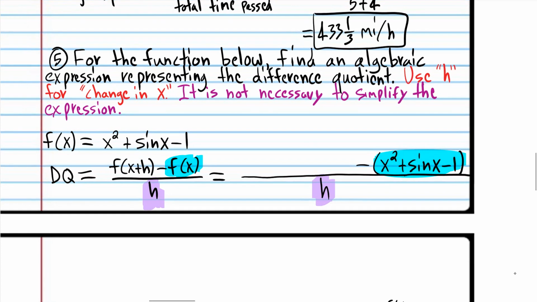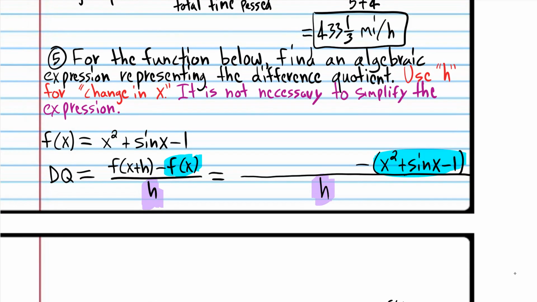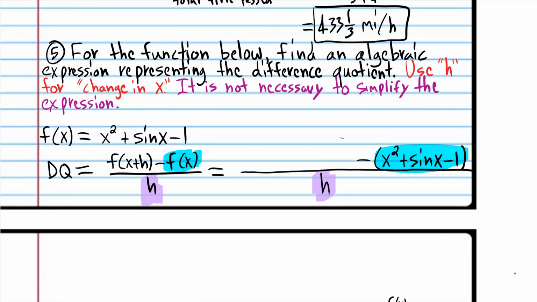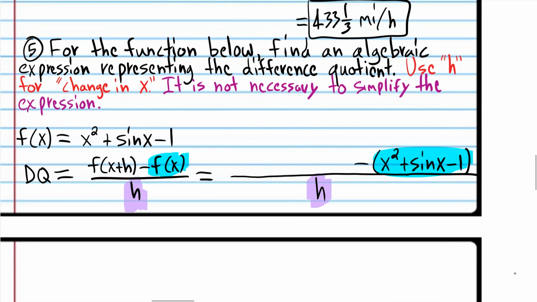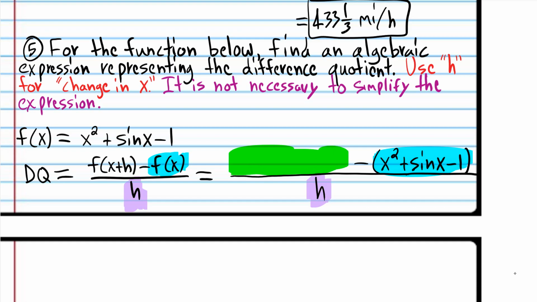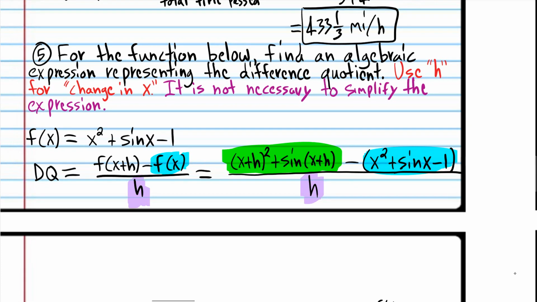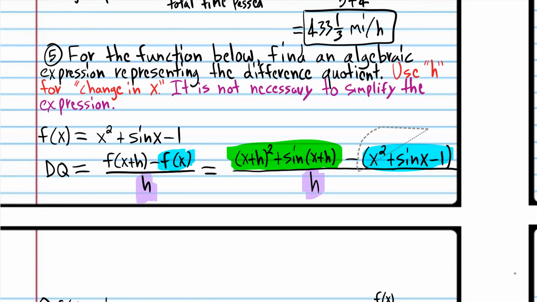Now this is the part where students have trouble. F of x plus h. We're going to write the same thing here that we had here. It's the same expression as the blue expression, no difference whatsoever, except instead of x, we're going to replace x with x plus h. So instead of x squared, we're going to have x plus h squared. Instead of sine x, we're going to have sine x plus h. And I can't forget to write my minus 1 there, but I ran out of room.